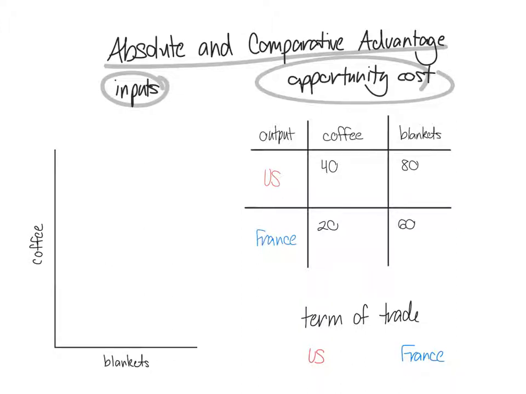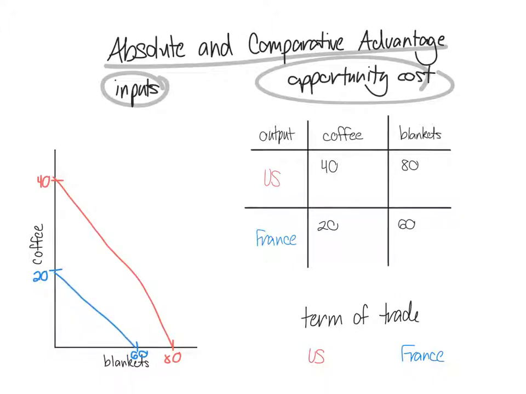So if the US uses all of its resources to produce coffee, it can produce 40 units of coffee at a time. And if it does the same with blankets, it can produce 80 units of blankets. And that would just make a slope like that. And then for France, it can make 20 units of coffee if it uses all of its resources. And the same goes for blankets, and it can make 60.